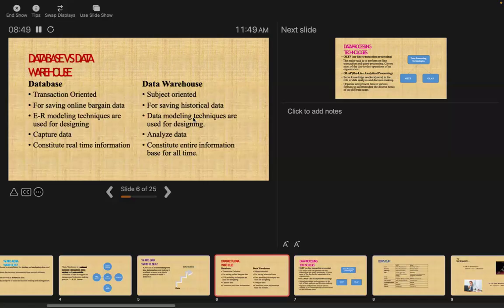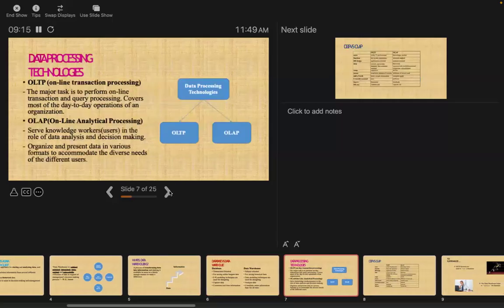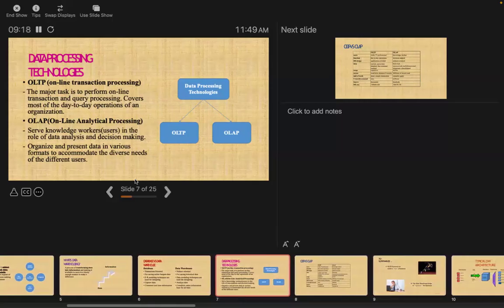Okay. Now, next difference is that database constitutes real-time information, while our data warehouse constitutes the entire information base for all time, because we put all the data not as it is, but in a summarized form in a data warehouse. Well, these are the differences between database and data warehouse. I hope you have noted down.